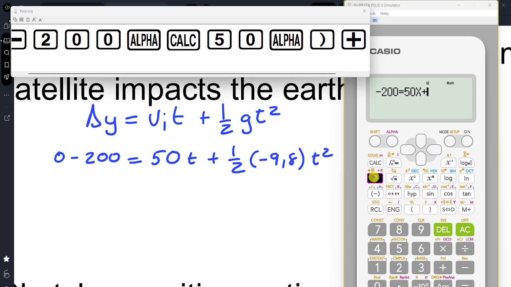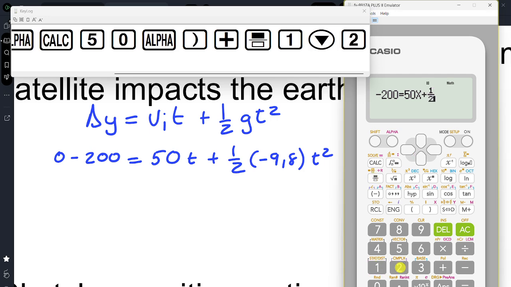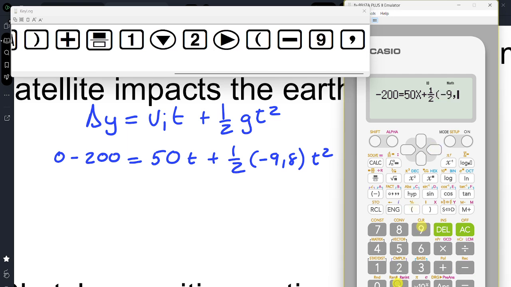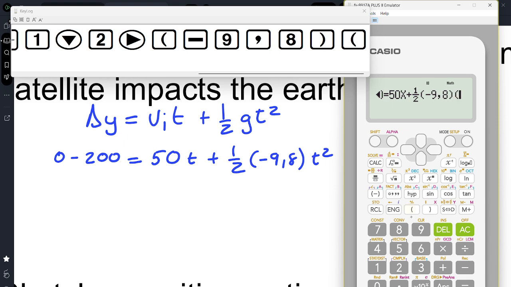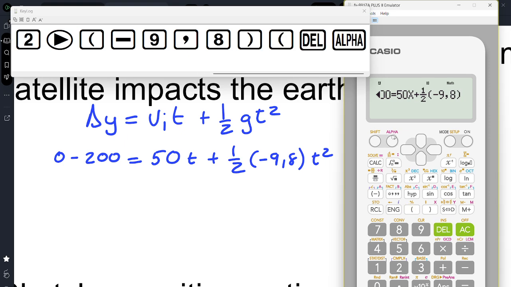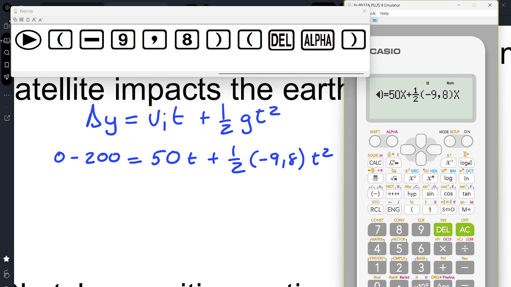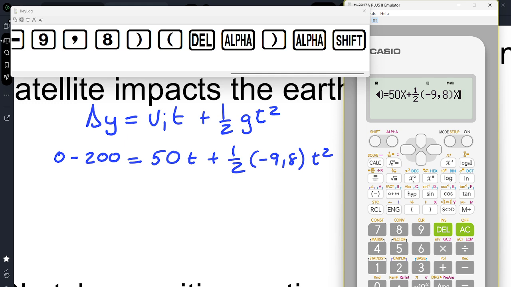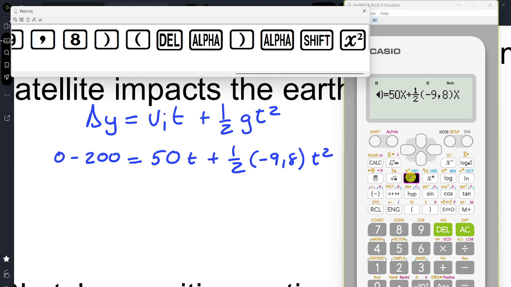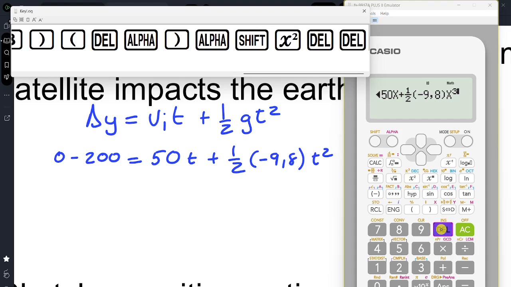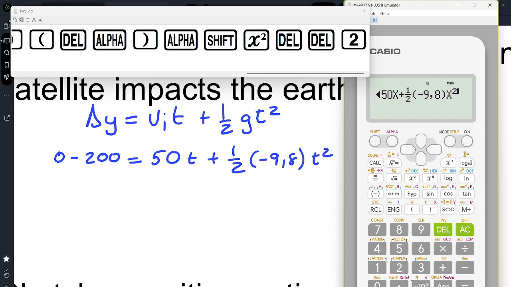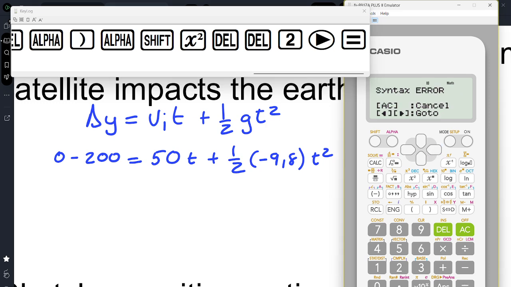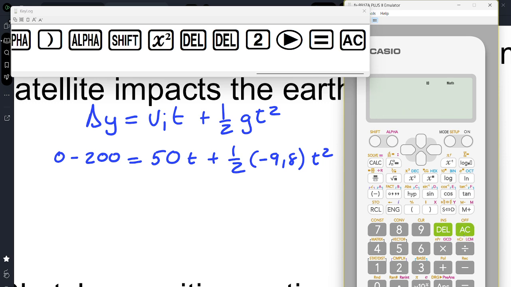plus half negative 9.8. And we want alpha x, and shift. We don't need shift, we just need to square it or cube it. Okay, now if we press equals, it's just a syntax error. So we can cancel that.